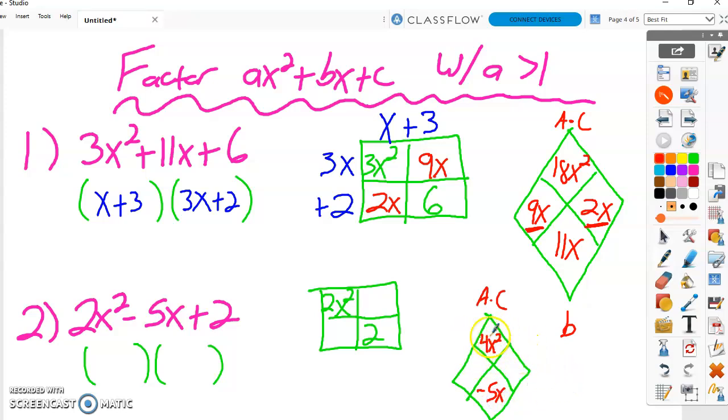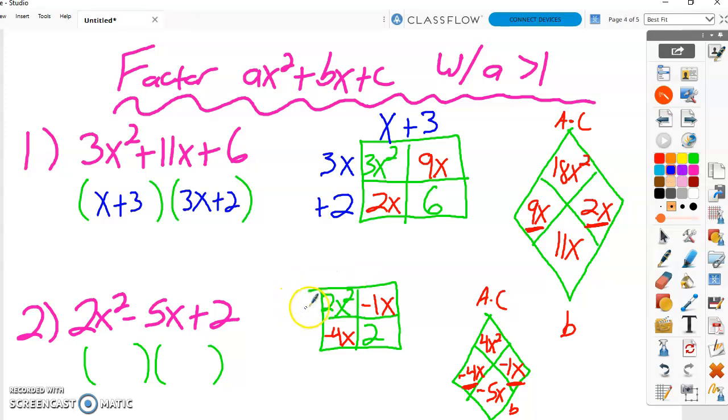Now we need two pieces that multiply to the top, but add to the bottom. Again, list out your factors if you want to, but it's going to come out to be negative 4 and negative 1. These two numbers add to the bottom, our B term, and these two numbers multiply to the top. Okay, we're going to bring those into our empty boxes here. And then we're going to factor the GCFs.